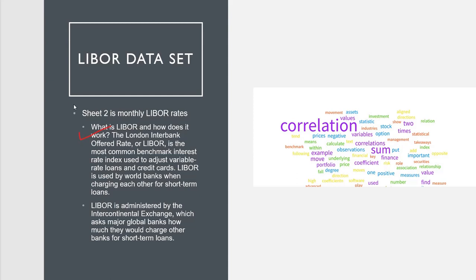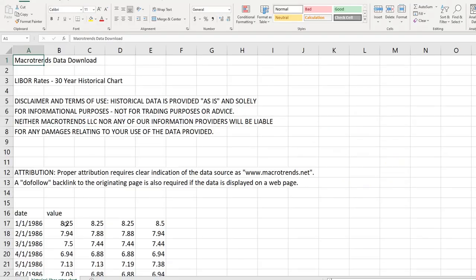Here are the monthly Libor rates that I downloaded into a spreadsheet. The columns here, B through E, are the 1 month, 3 month, 6 month, and 12-month rate. They are dated as of the first of every month here in the A column.